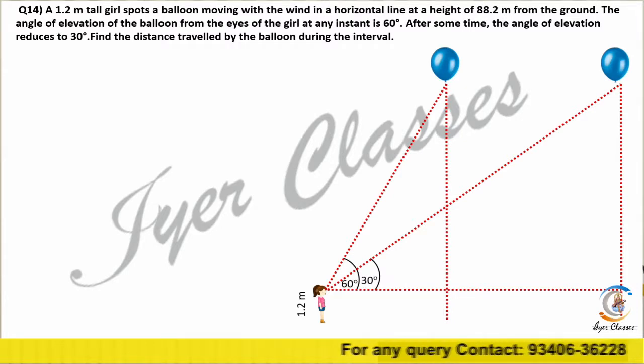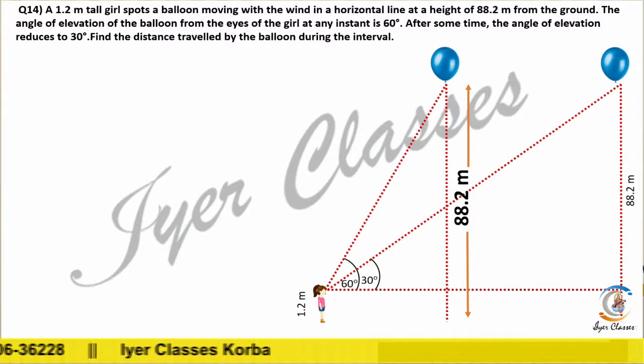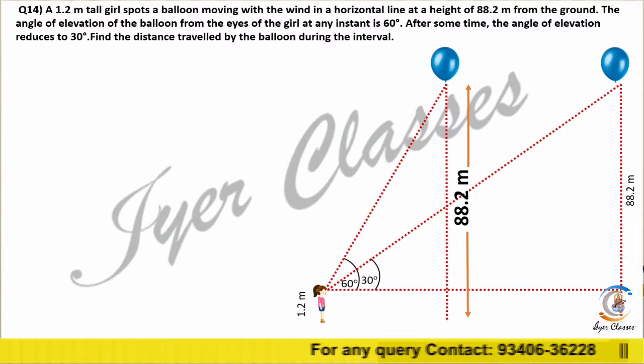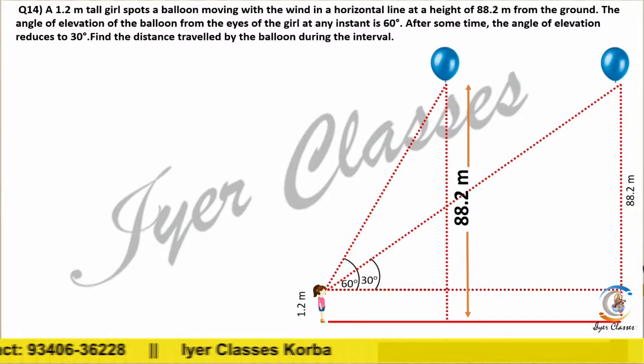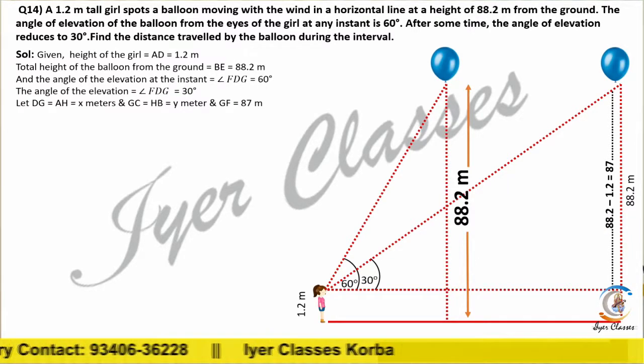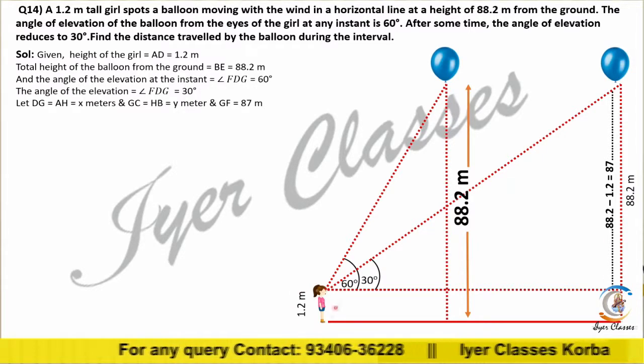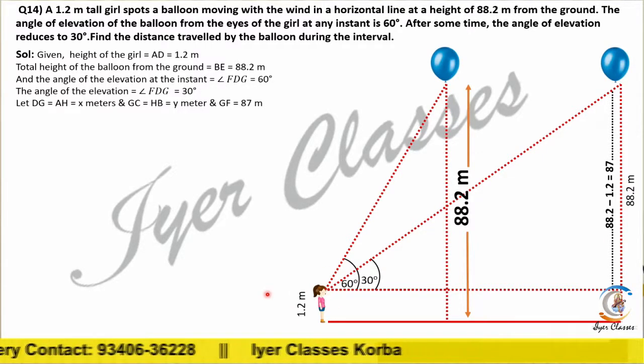Let us draw the rough triangles. You know that from the ground the balloon is at a height of 88.2 meters, as you can see on the screen. Now the distance from the girl to the final position of the balloon is to be considered. So let us find out the distance. Before that, let us write whatever is given to us in the question. You can see that the height is 88.2 meters, but the height of the girl is how much? It is just 1.2 meters.